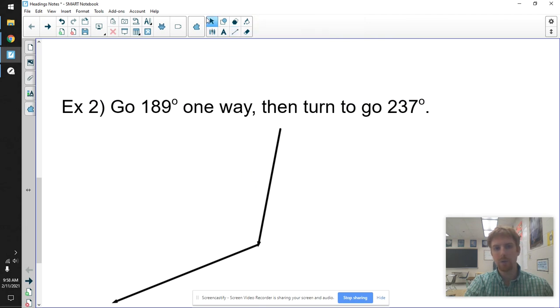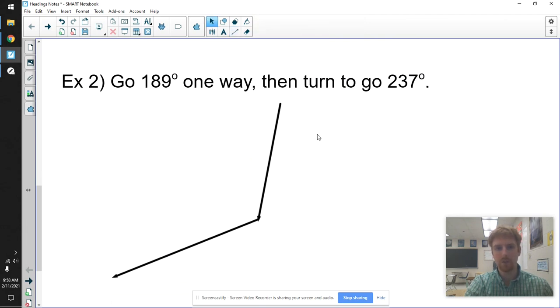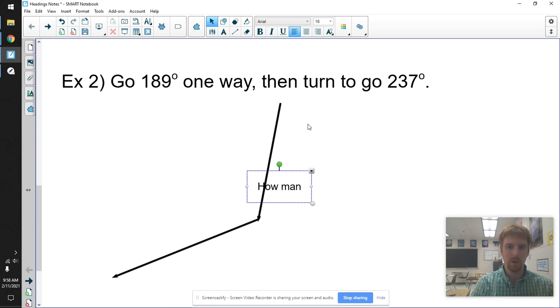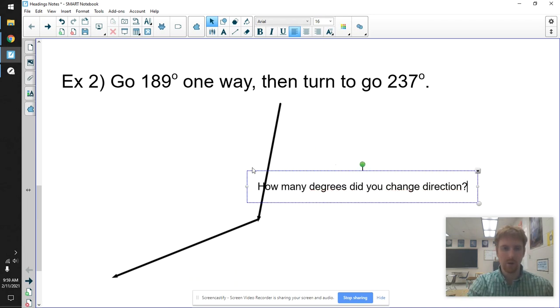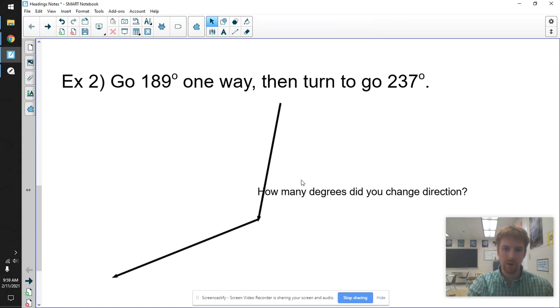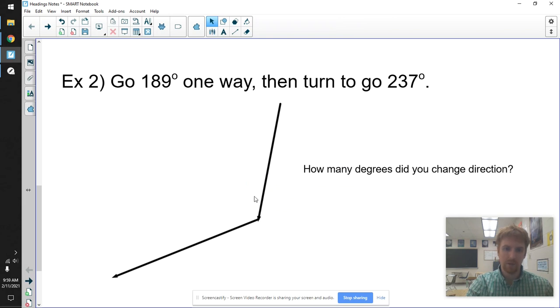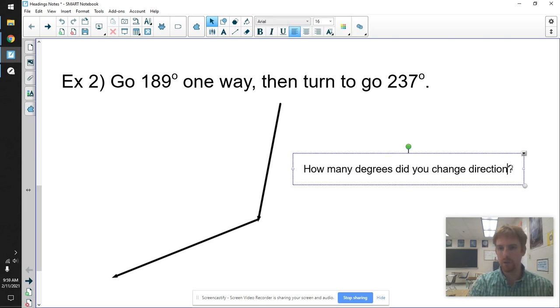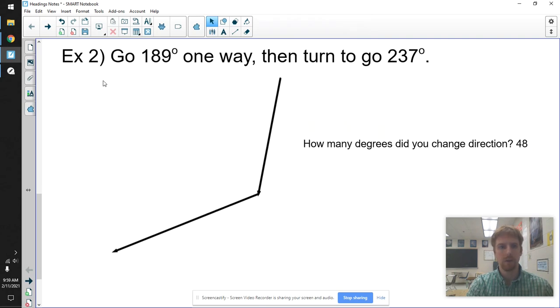If I ask you, how many degrees did you change your direction? All you really need to do is subtract these. You were going 189, and then you turned and went 237. Whatever that difference is, that's what you changed. So 237 minus 189 is about 48 degrees. So you changed 48 degrees. That was again the change in direction.